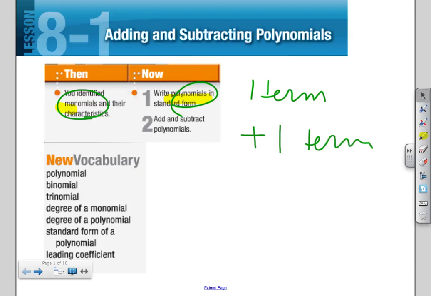All right? Here are your vocabulary words: polynomial, binomial. You can imagine, I think, what binomial might mean. Bi meaning two, trinomial meaning three terms. We're going to learn what the degree of a monomial is, what the degree of a polynomial is, and standard form for a polynomial. We've learned standard form for a linear equation, and we're going to learn what the leading coefficient is. So those are our several terms that we'll get through in this section.